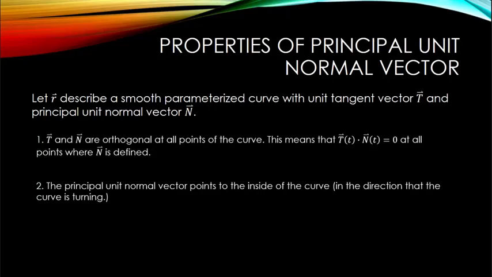The principal unit normal vector points to the inside of the curve. This is in the direction that the curve is turning.